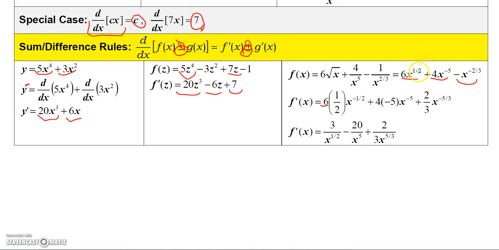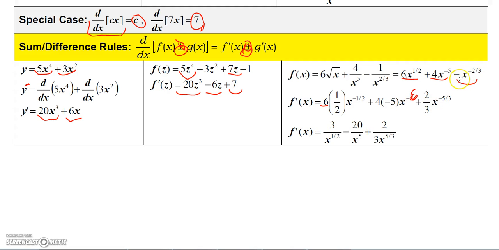Now, to take the derivative of 6 times x to the 1/2, it's going to be 6 times the derivative of x to 1/2. So now let's see, what's the derivative of x to 1/2? Using the power rule, I get 1/2 x to the negative 1/2. And then now we have 4 times the derivative of x to the negative 5. And what's the derivative of x to the negative 5? It's actually negative 5 x to the negative 6. Looks like I got a little typo there. So it's negative 5 x to the negative 6.